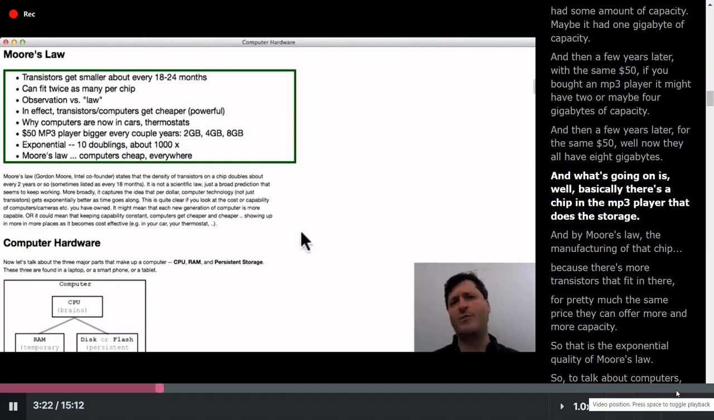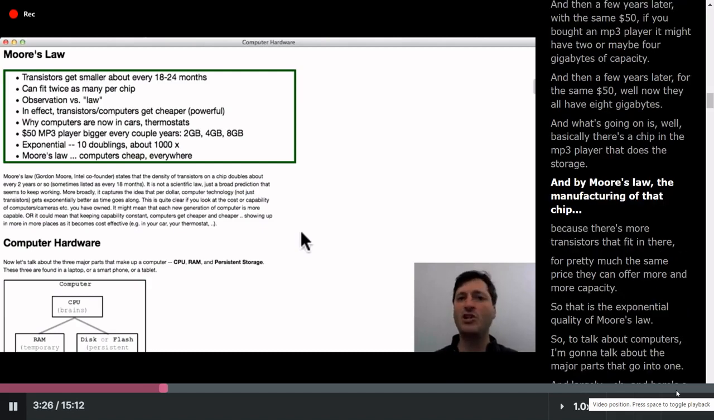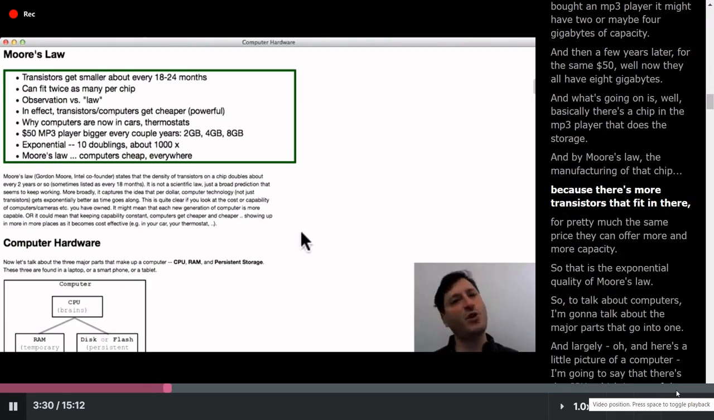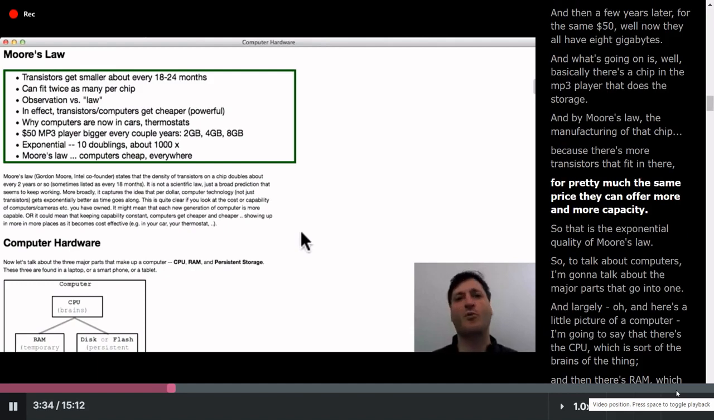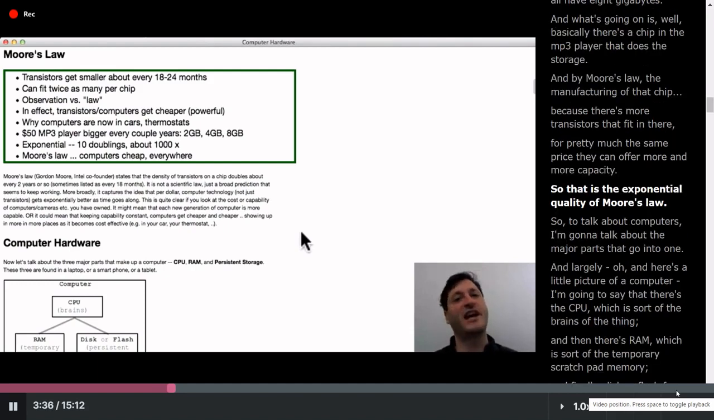And what's going on is, well, basically there's a chip in the MP3 player that does the storage, and by Moore's law, the manufacturing of that chip, because there's more transistors that fit in there, they can just offer, for pretty much the same price, more and more capacity. So that is the exponential quality of Moore's law.